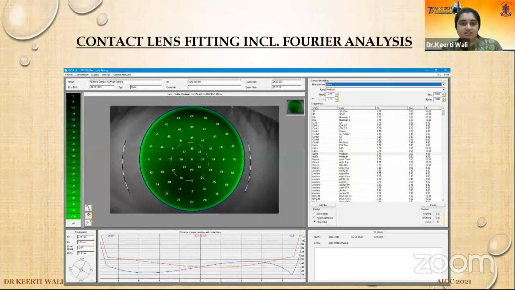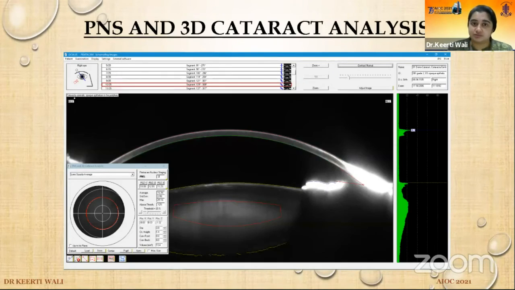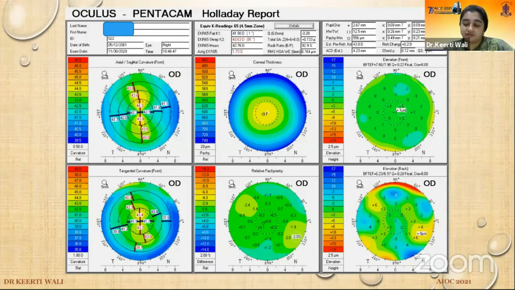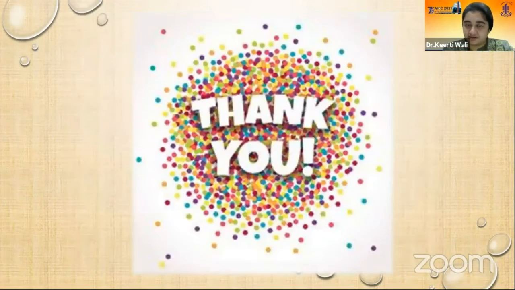Some non-topographic applications are in contact lens fitting, for scleral lens fitting, for corneal optical densitometry, for cataract analysis, for IOL calculations, especially in post-refractive cases. We get a Holladay report that gives us an EKR 65 flattened case.